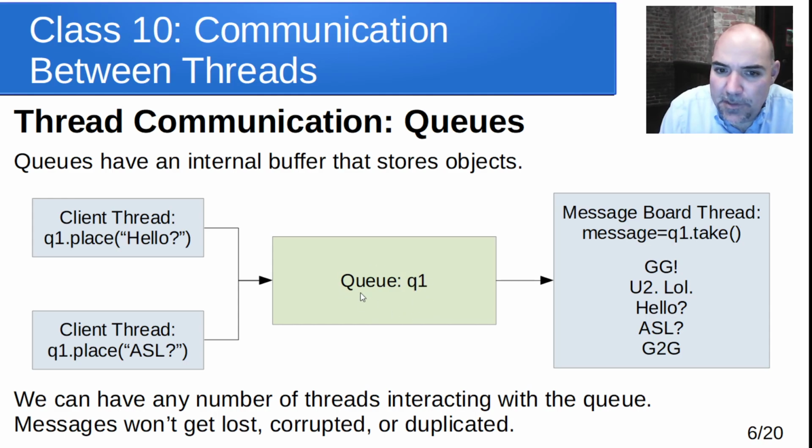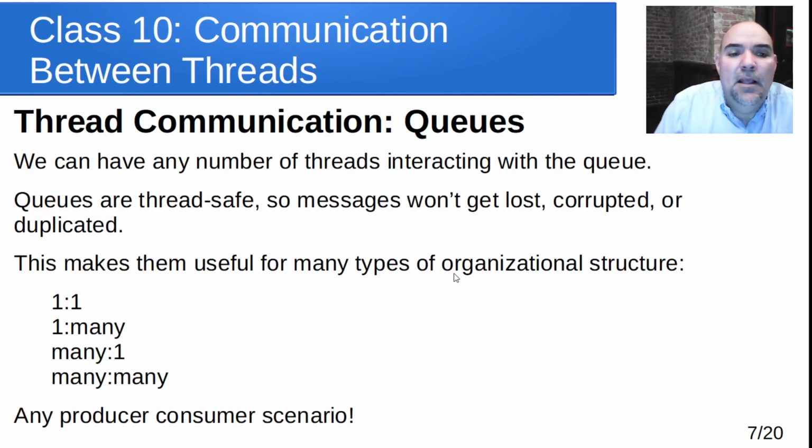So notice this queue is kind of a data object that accepts those connections and allows things to be placed into the buffer or taken out of the buffer. Again, very similar to what we did ourselves with that condition object and the monitor concept that we looked at previously. Okay, so the cool thing about queues, they can have any number of threads interacting with that queue. The queues are guaranteed to be thread safe no matter how many threads are interacting with it. So messages, again, won't get lost, won't get corrupted, won't get duplicated.